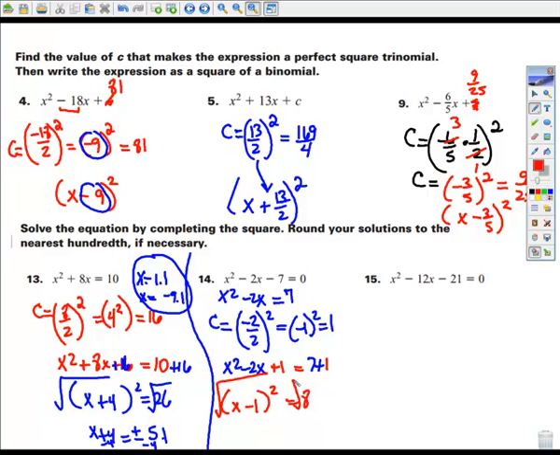And now again I just take the square root. So x minus 1, I didn't really need the parentheses there. Square root of 8 is 2.83. So I will subtract 1, positive and negative, sorry. Add 1. So 2.83 plus 1 is 3.83. And negative 2.83 plus 1 is negative 1.83.